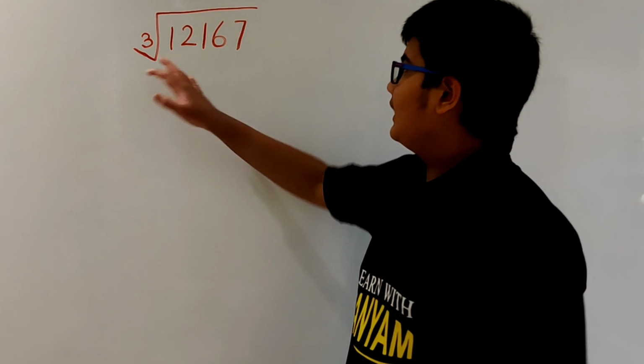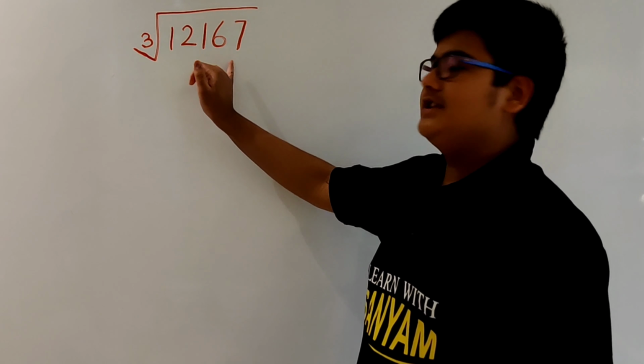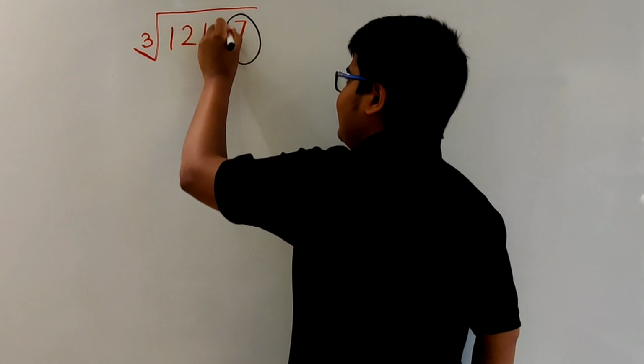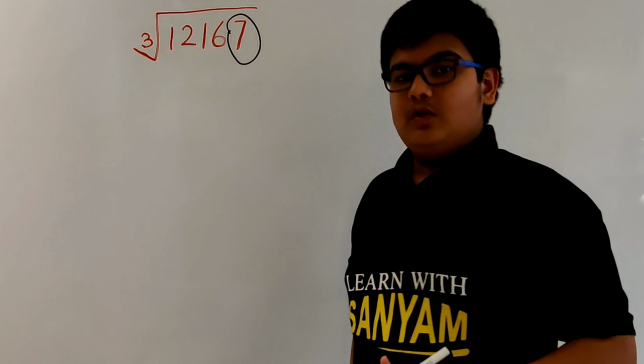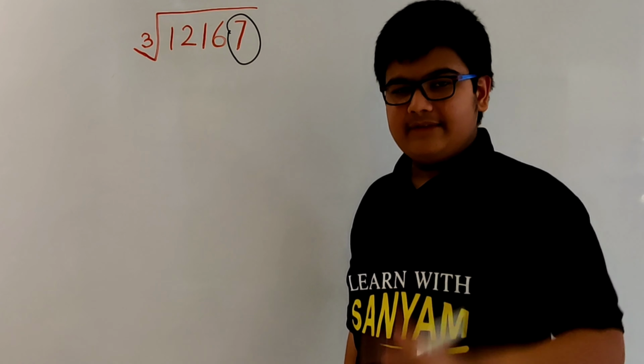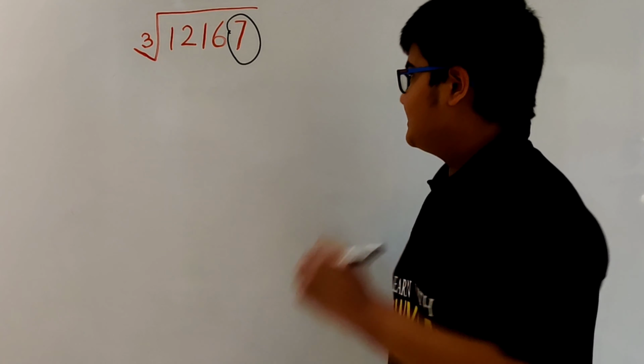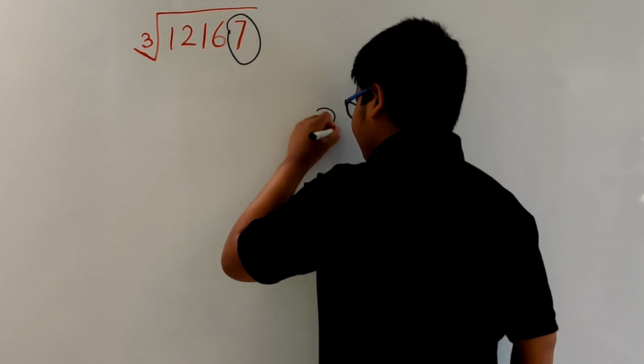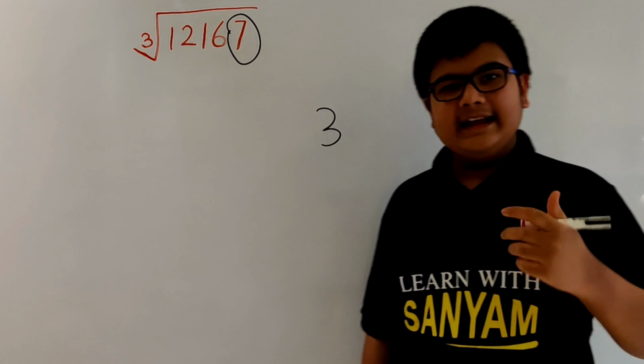So step 1 of this trick is that you have to see the last digit of this number. Here you can see that the last digit of this number is 7. So if the last digit of this number is 7, then the last digit of our cube root will be 3. Now how did I get this?